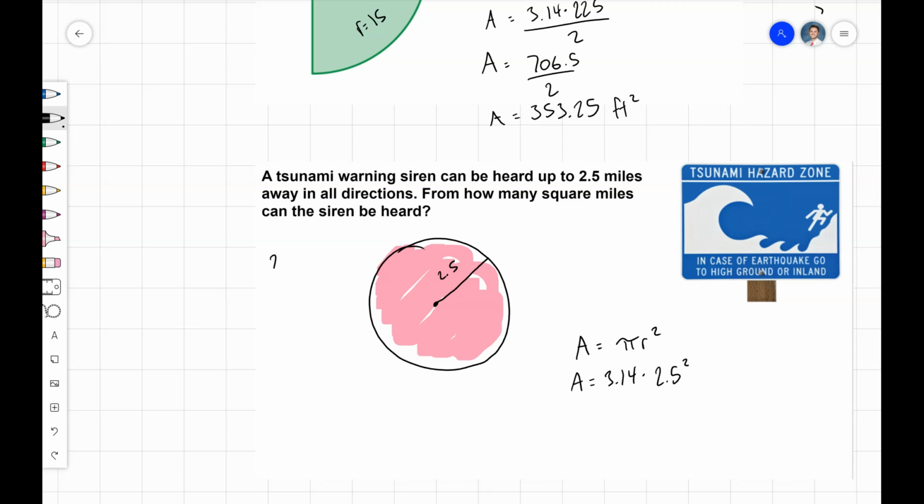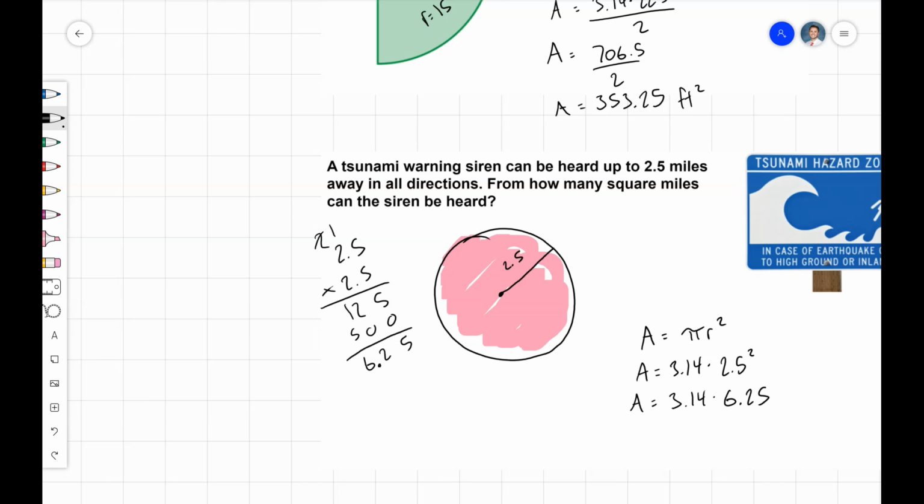So let's start with 2.5 squared. We get 6.25. So our area will be equal to 3.14 times 6.25.